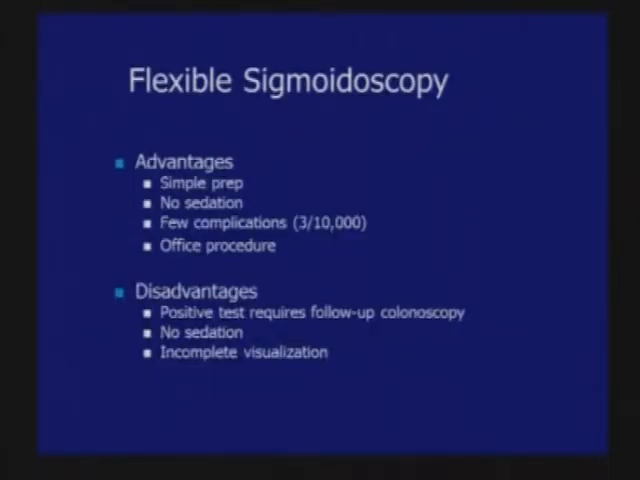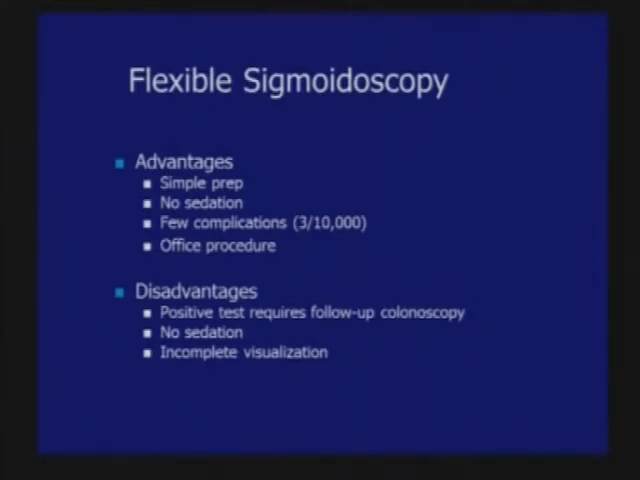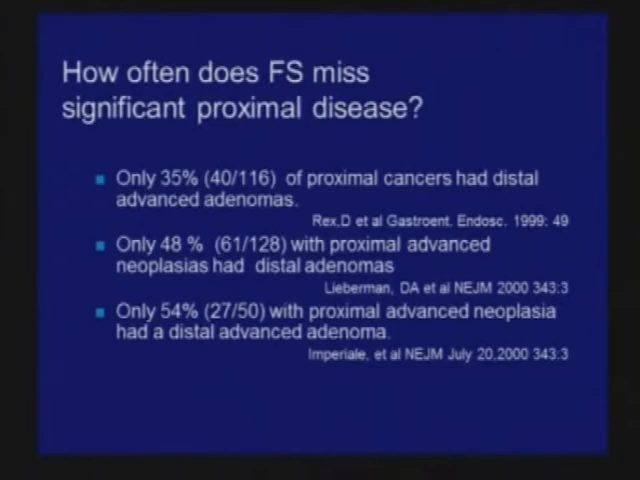Now, what about flexible sigmoidoscopy? This has gone out of favor in the US, but I think, as you're going to see, there's lots of interesting new data about this. So the advantages are that it's a simple test. There's no sedation, the preparation is simple, and it can be done in the office. The disadvantages are that if you find a polyp, you have to move on to a colonoscopy to remove the polyp. Patients actually don't like it because they don't get sedation, and of course you get incomplete visualization of the entire colon.